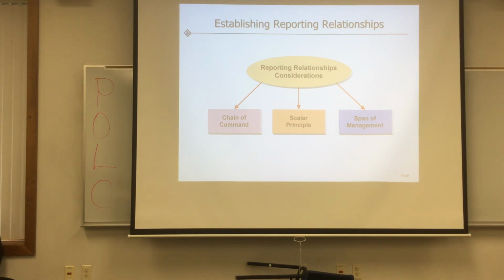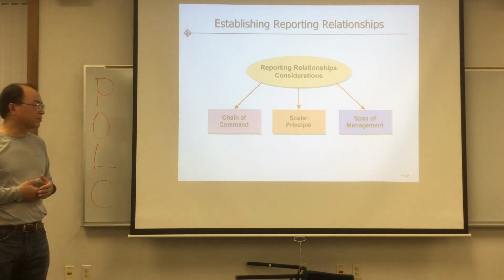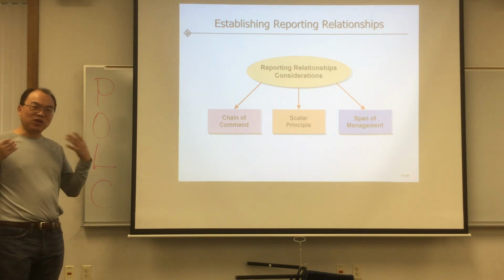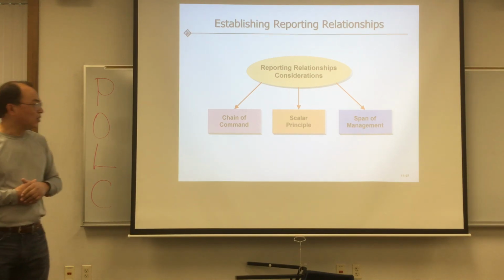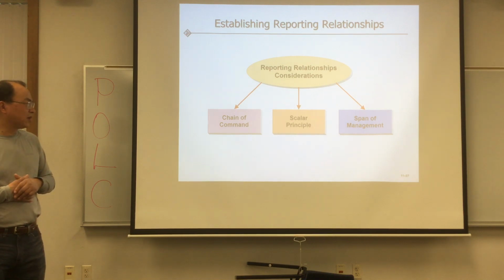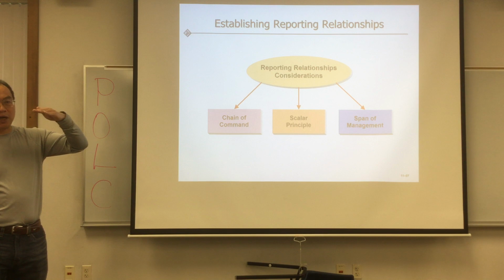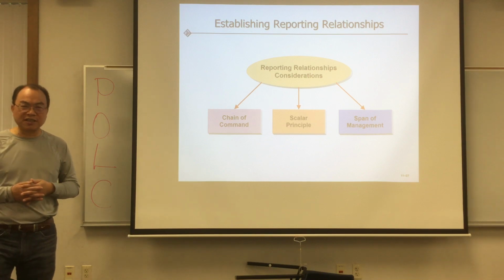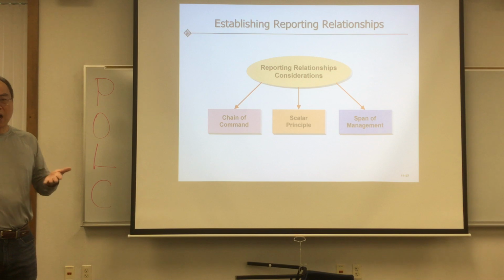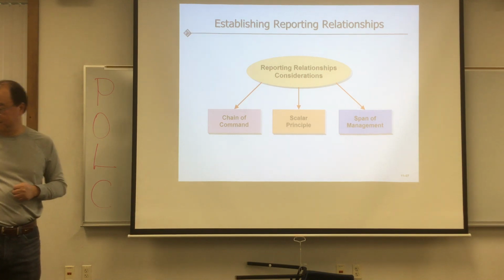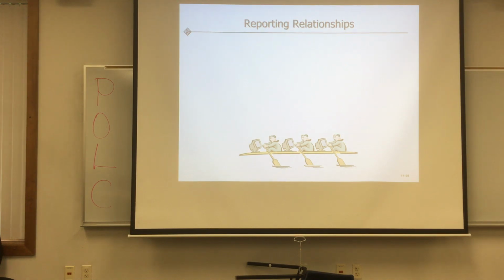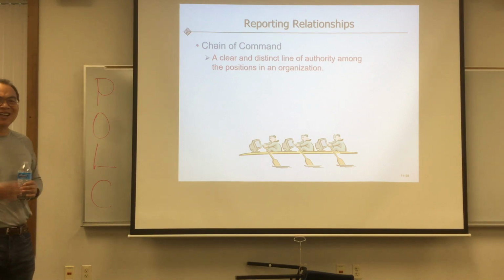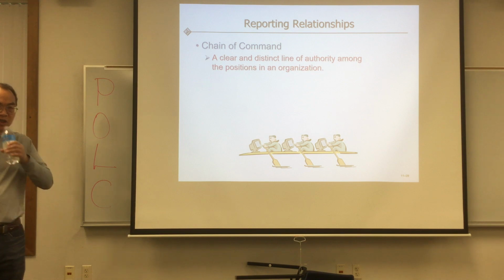So when we talk about relationships, some concepts we need to go over are chain of command, which, if you're in the military or law enforcement, you understand more, right? I'll talk about the scalar principle, which means everybody needs to be held accountable. And then the span of management is basically how many people a manager can really manage. So what is chain of command? Chain of command means there must be a clear and distinct line of authority among the positions in the organization.